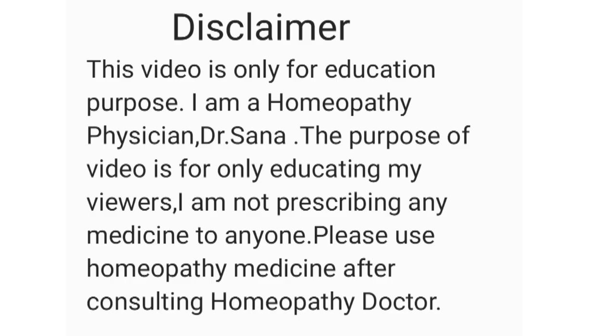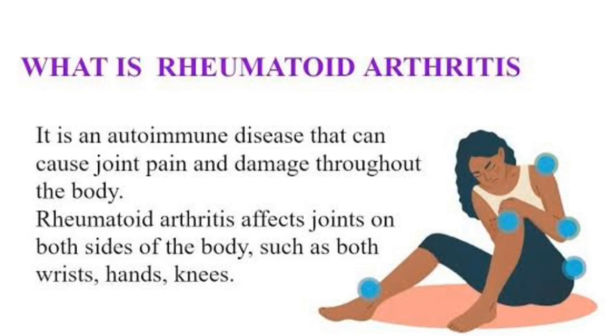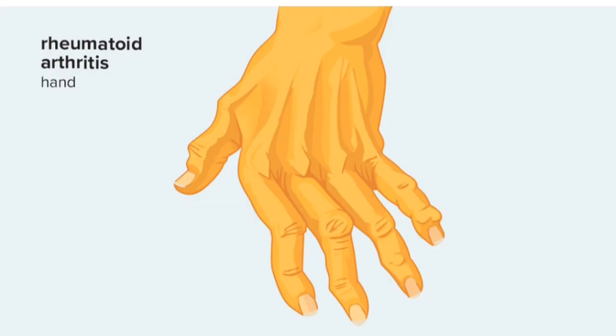Chronic joint pains caused by arthritis affect millions of people across the world every year. There are different types of arthritis, but in this video we will discuss the most common form of autoimmune arthritis, known as rheumatoid arthritis. We will talk about what rheumatoid arthritis is, what signs and symptoms you develop if you have rheumatoid arthritis, and its homeopathic mode of treatment.